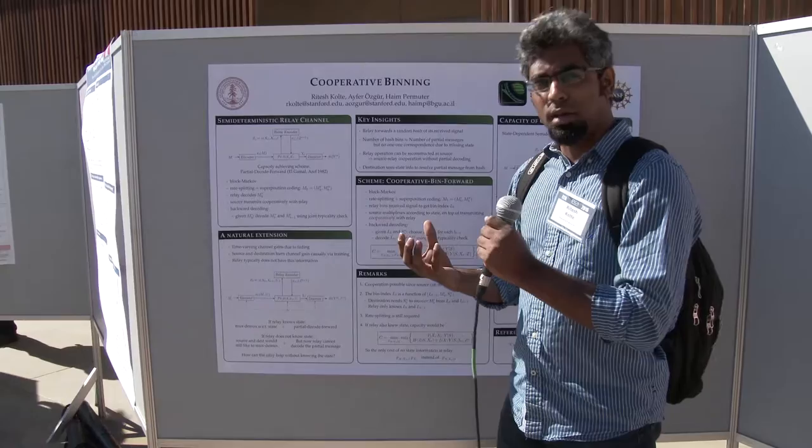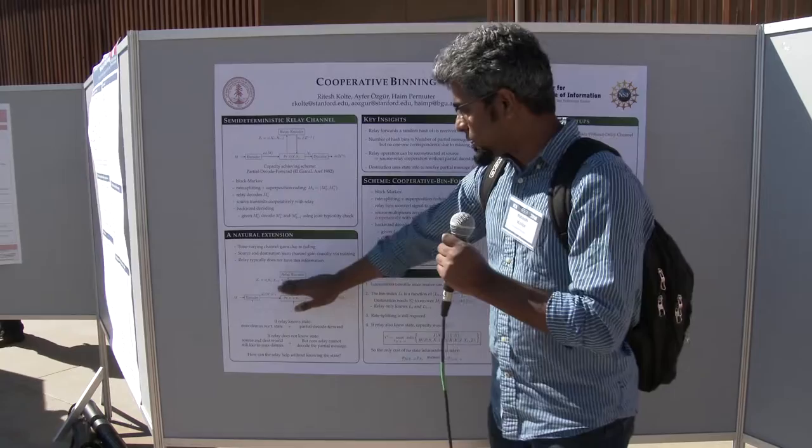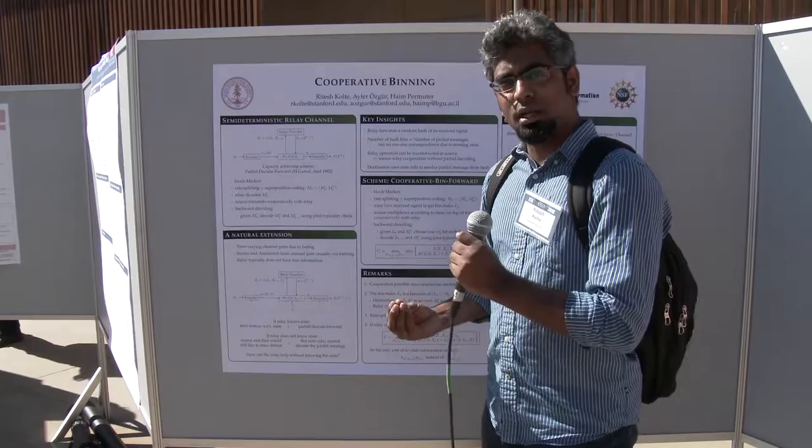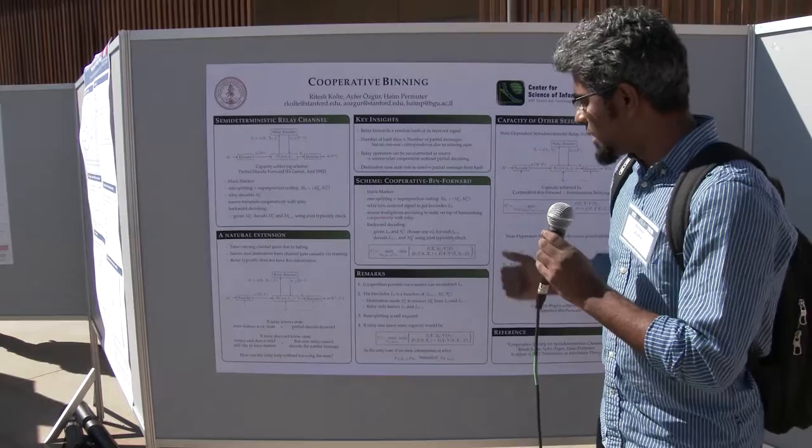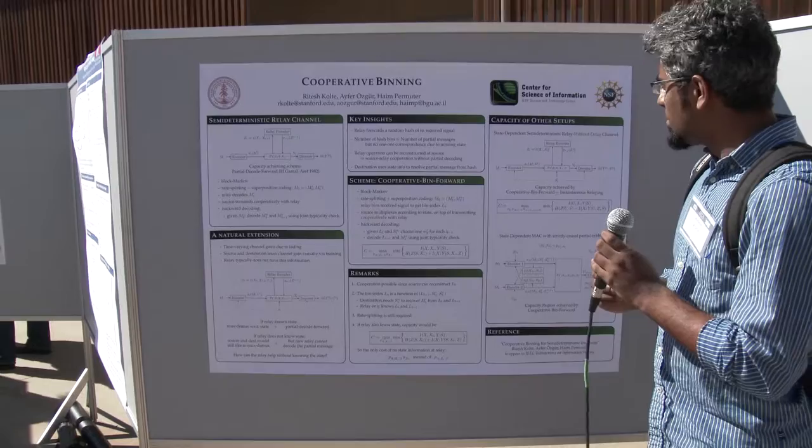So to summarize, the relay does not know the state information, so it can only transmit the bin index, but the destination knows the state information, so it can resolve the partial message given the bin index. And that is the main idea of the scheme. And there are a number of interesting insights and remarks that we can come up from the scheme. And just to mention a few extensions, few other setups that can be handled using the same idea.